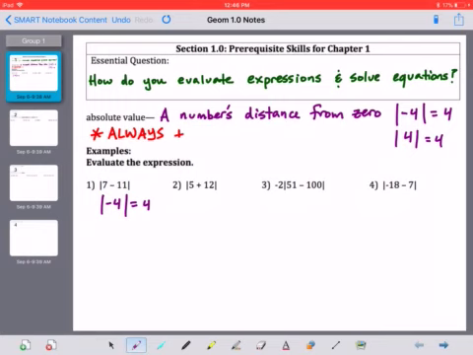Okay, let's do example 2. Inside of those absolute value brackets, we have 5 plus 12, which is 17. And the absolute value of 17 is 17. All right, now 3 gets a little bit trickier because we have this -2 hanging out front. Well, that just means at the end we're going to multiply what's inside those absolute value symbols by -2. So first, let's take care of this piece. 51 minus 100 is -49.